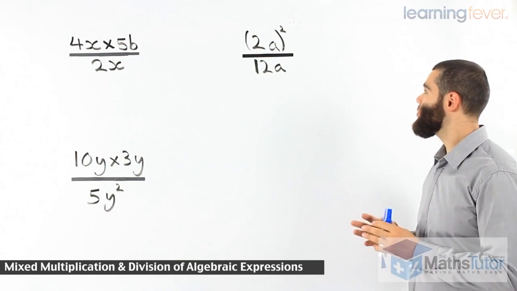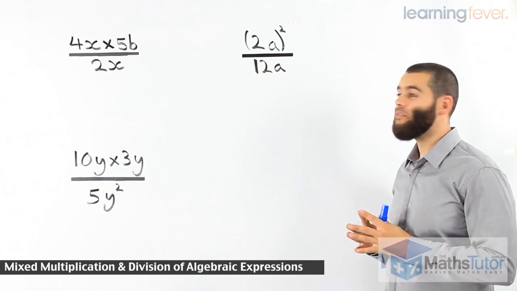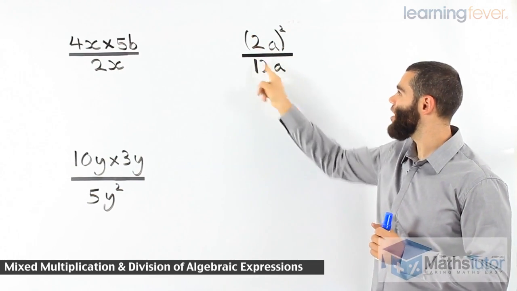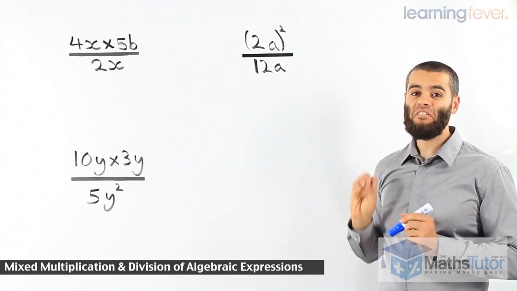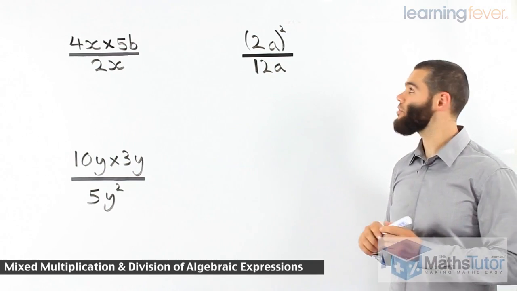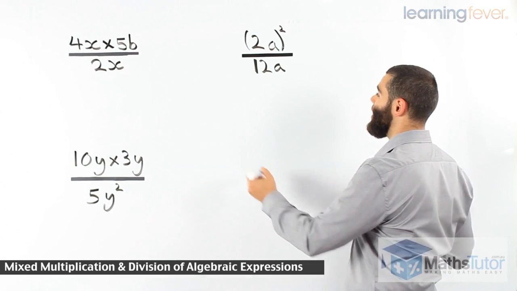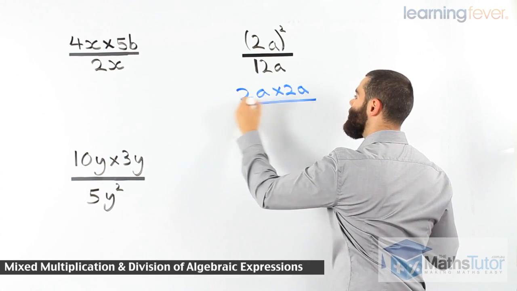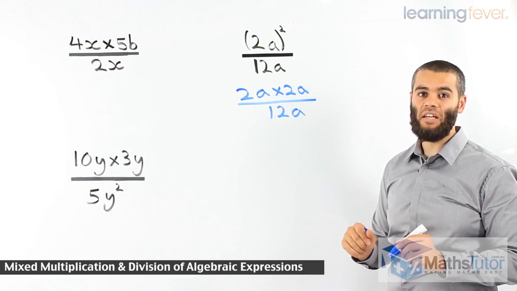Okay, let's do this example. 2a in brackets, all squared, everything divided by 12a. Now we always start with the top, try to simplify it, and then divide by the bottom. So 2a all in brackets squared, meaning 2a times 2a, over 12a. That's in reality what the question is saying.